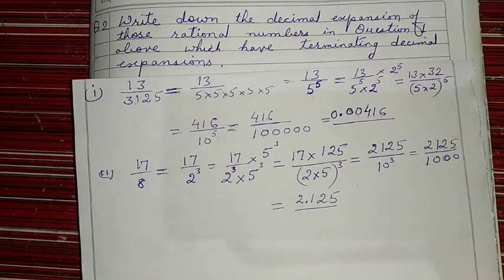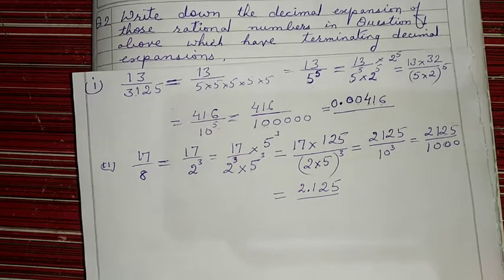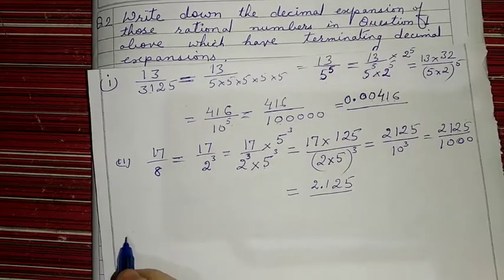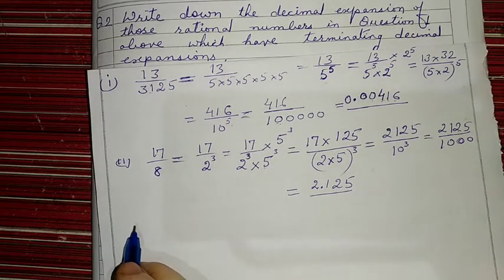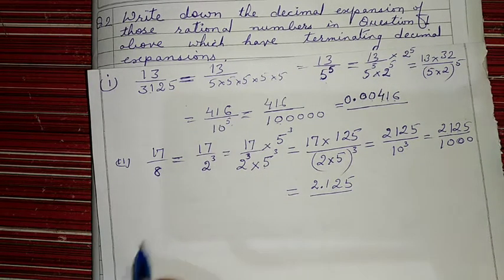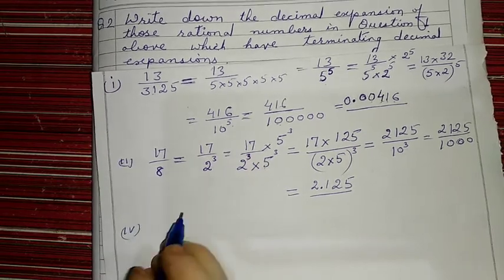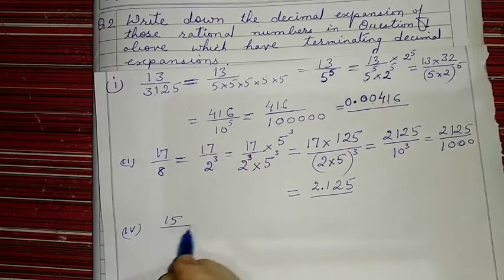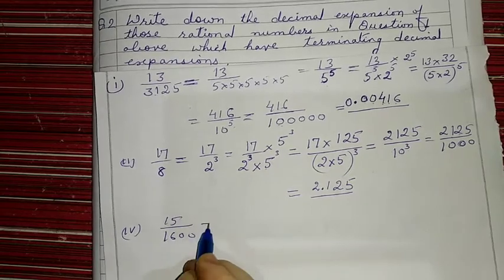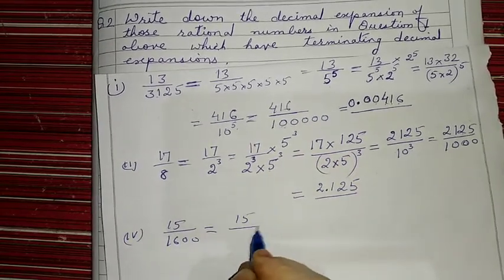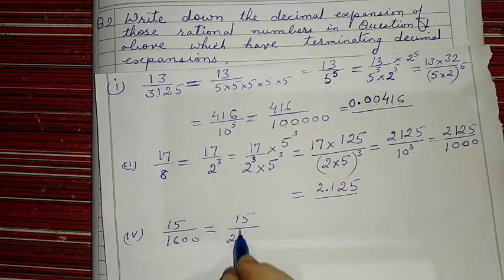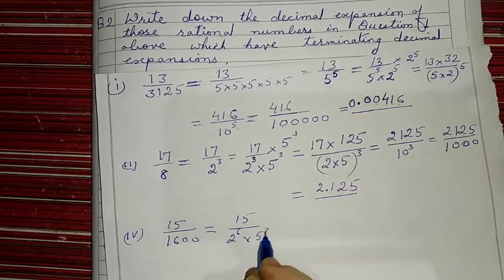Now question number 3 is non-terminating, so we will not change it into decimal expansion. Now question number 4. Question number 4 is 15 divided by 1600, and the prime factors of 1600 are 2 to the power 6 into 5 to the power 2.